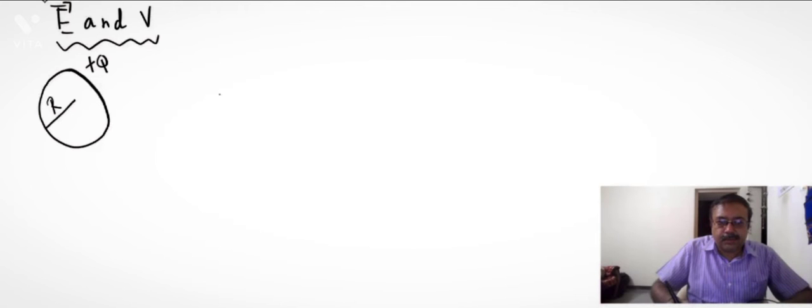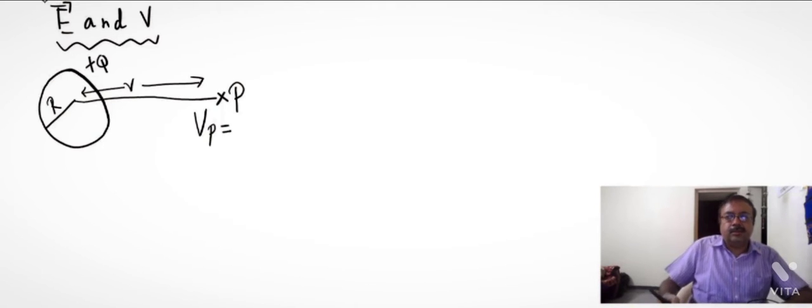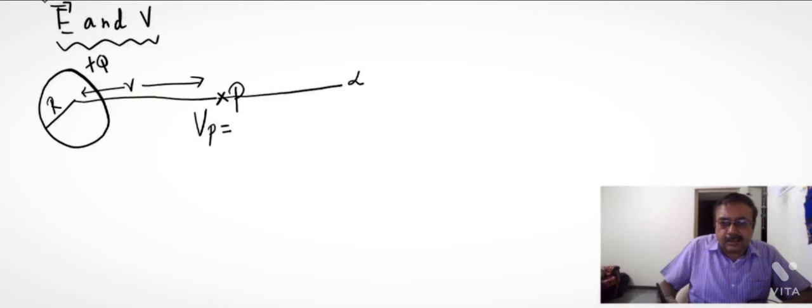Now let's pick a point outside the sphere and draw a straight line to this point. Let's call that point P. Now we would like to calculate the electric potential at this point, Vp. That's going to be the agenda for this class. So how are we going to calculate it? Just as we did in the last class.